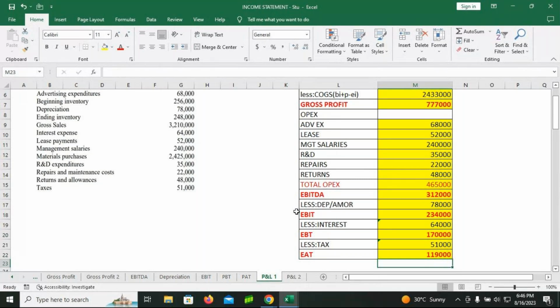Guys, understood this? Do you want me to explain it once again? You just have to pick the values from the question and put them over there. That's it. Do you want me to explain it once again? We will do it. Everybody understood?